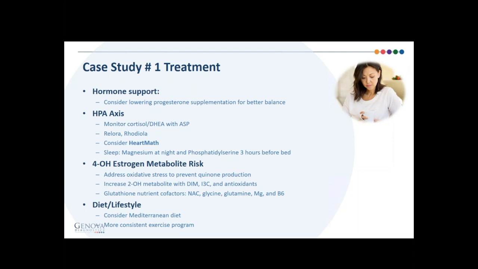You think about the 4-hydroxyestrogen risk that we talked about, address oxidative stress to prevent the 3,4-quinone production, increase the 2-hydroxy phase 1 metabolite with DIM, I3C, and antioxidants. And remember the glutathione cofactors, N-acetylcysteine, glycine, glutamine, magnesium, B6. Liposomal glutathione is often utilized. That's fine too. And as far as her diet, consider a Mediterranean-style diet, something that is a better rounded diet in terms of nutrients, and a more consistent exercise program as well.